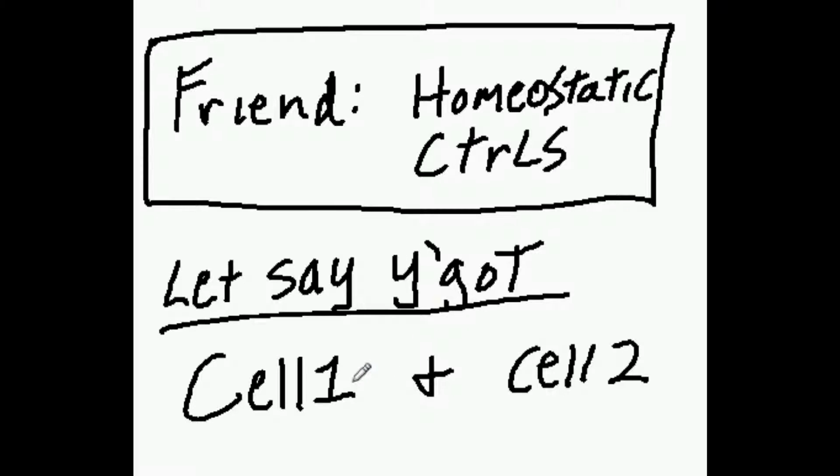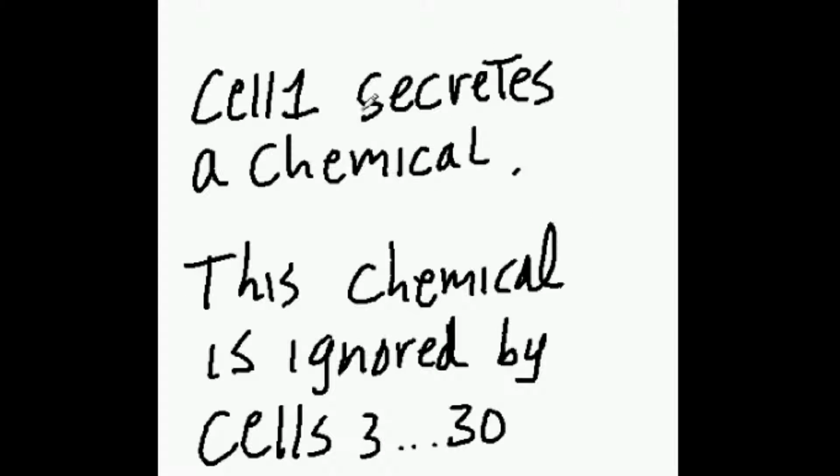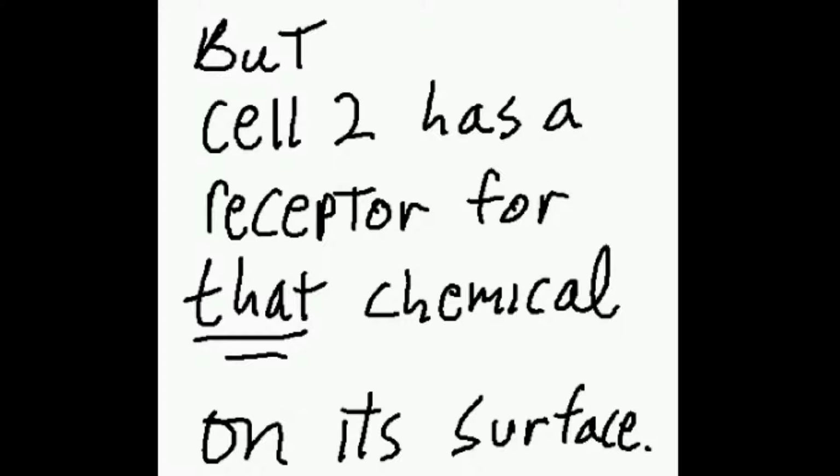Let's say you got cell 1 and cell 2. Well now, cell 1 secretes a chemical. This chemical is ignored by cells 3 through 30, let's say. But cell 2 has a receptor for that chemical on its surface.